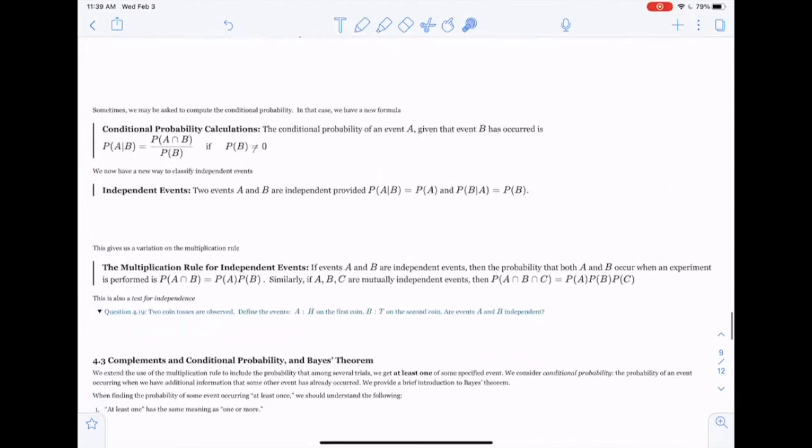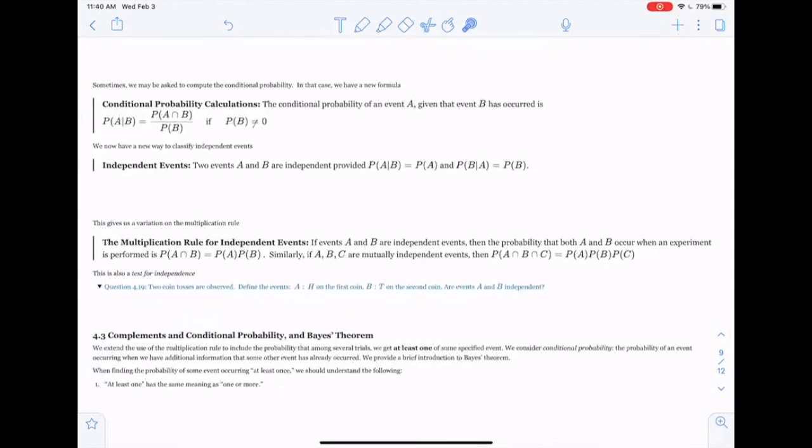Sometimes we may be asked to compute slightly different conditional probabilities. We can actually find the conditional probability if we already have the intersection. So the conditional probability of an event A, given that B has already occurred, the probability of A given B, is the probability of their intersection divided by the probability of B, given the probability of B is non-zero. Because of these 2 facts, the general multiplication rule and the conditional probability, we have a new way to determine whether 2 events are independent.